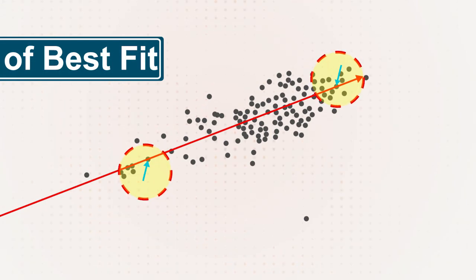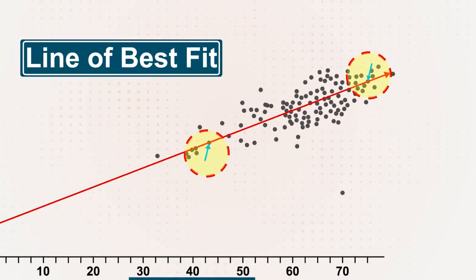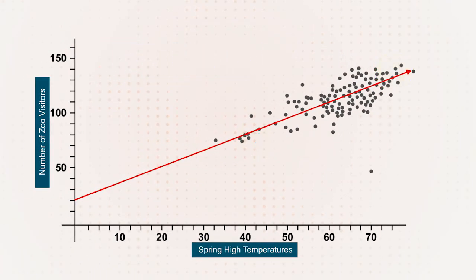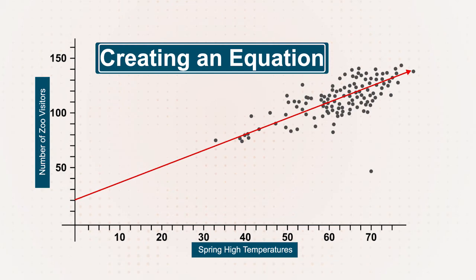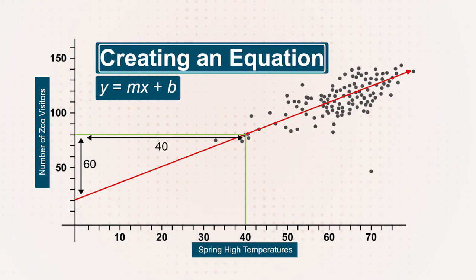After drawing a line of best fit, data can be used to make predictions. The first step is to find the equation that best represents the line in slope-intercept form, y = mx + b, in which b is the y-intercept and m is the slope, or rise over run. In this example, the y-intercept is 20 and the slope is about 60 visitors for every 40 degrees, which is 60 over 40, or 3 over 2.